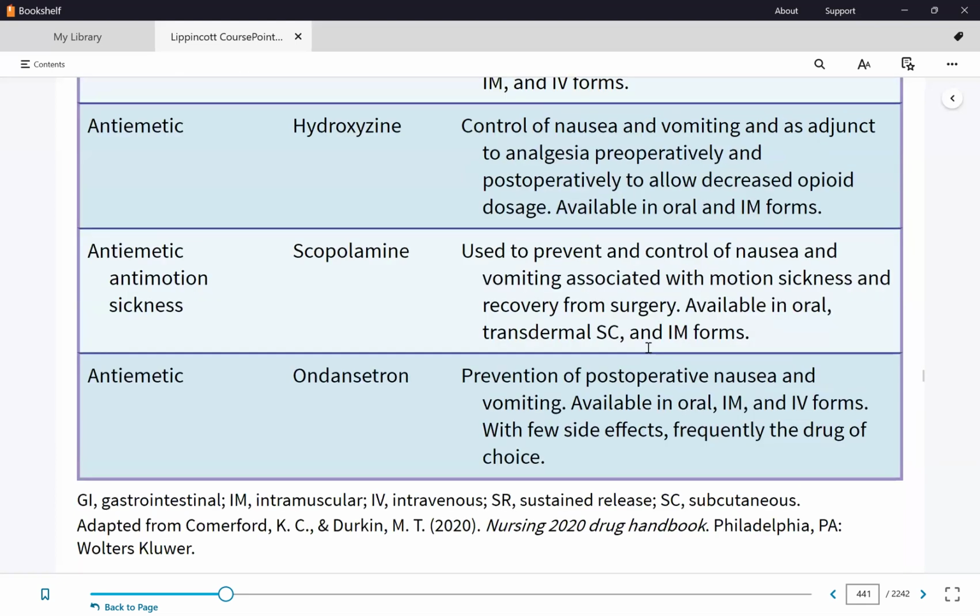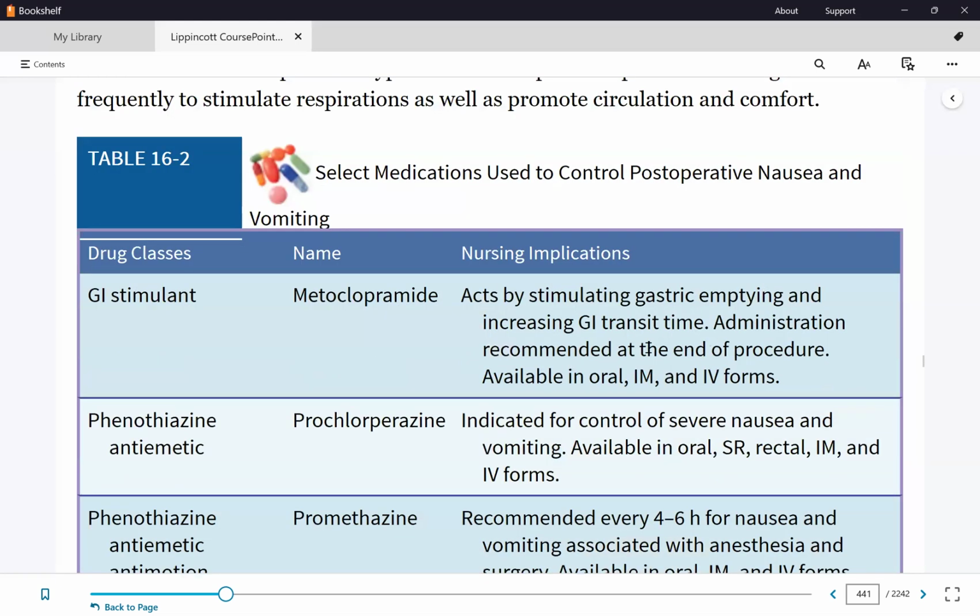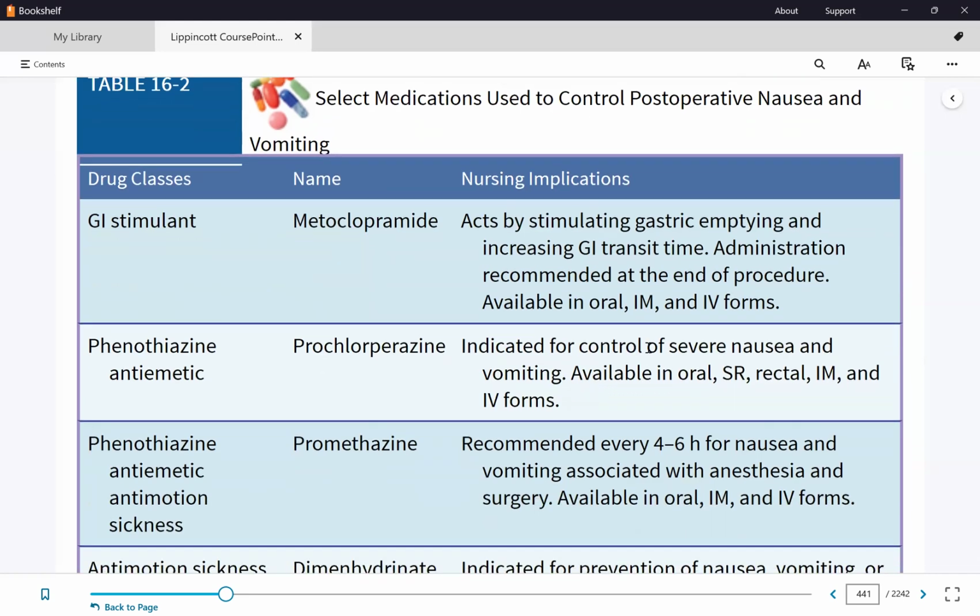So what's the big deal about controlling nausea? What does nausea hinder when the patient has nausea after surgery? It could hinder healing, right? Especially if you have an abdominal incision, it could even cause dehiscence or even worse, evisceration, right? So it's very important. Plus, what will this also prevent the patient from doing?